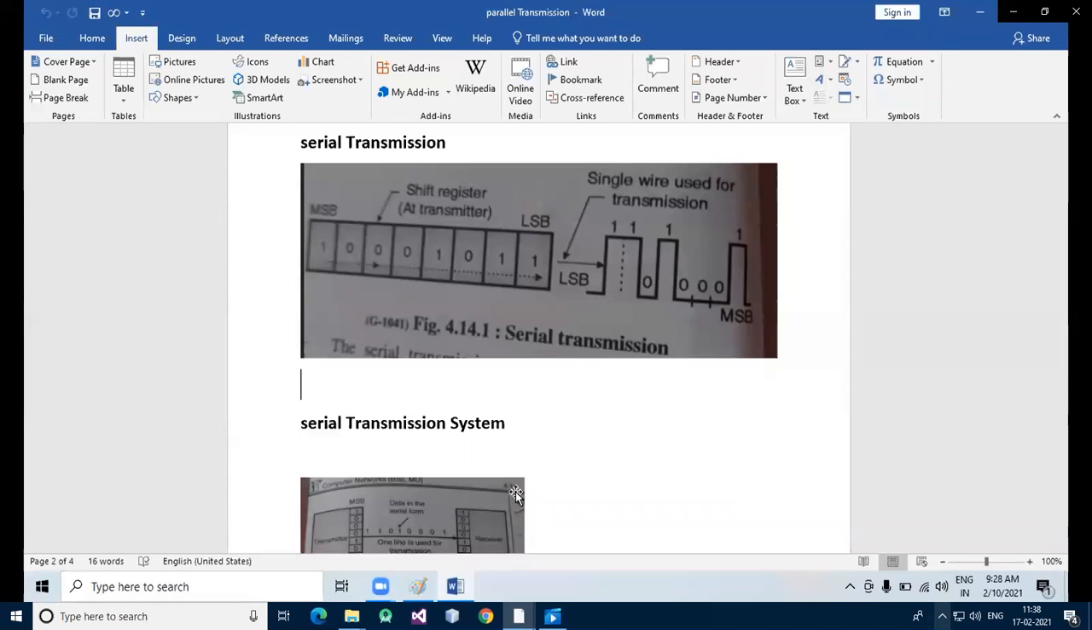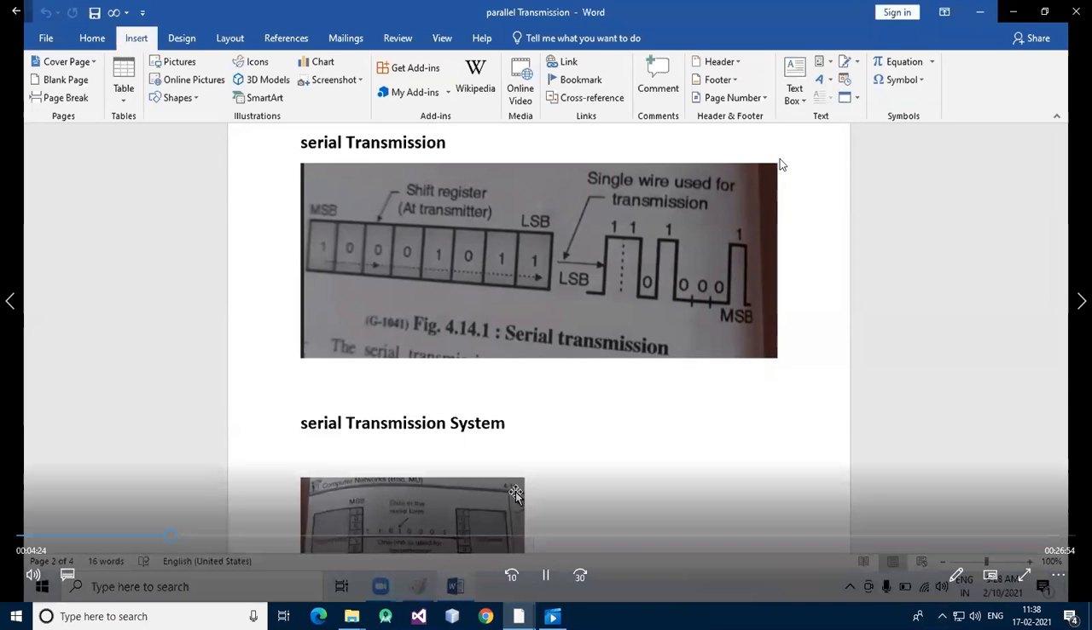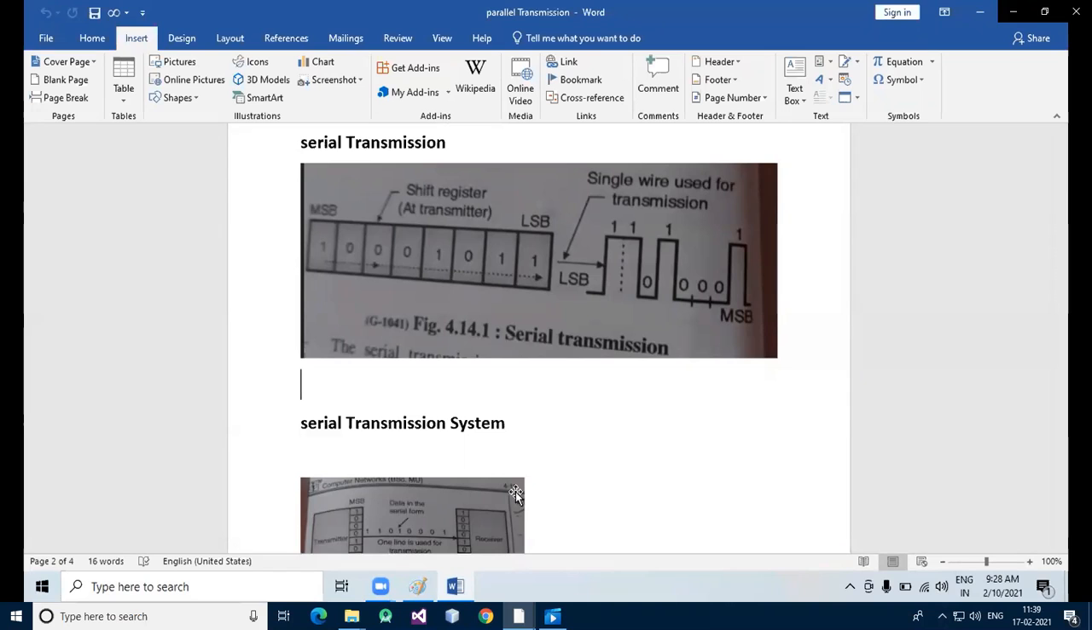But in serial transmission, the bits of the bytes are serially transmitted one by one. So in this figure, you can see that the byte to be transmitted is first stored in a shift register. Then these bits are shifted from MSB to LSB. MSB to LSB means most significant bit to least significant bit.